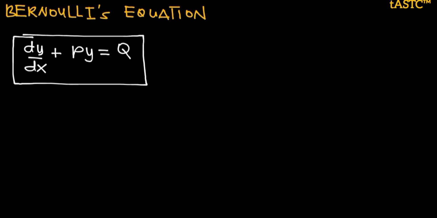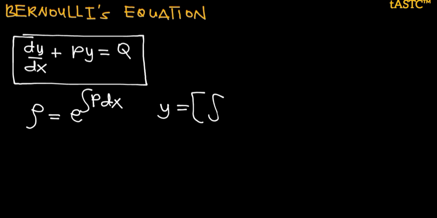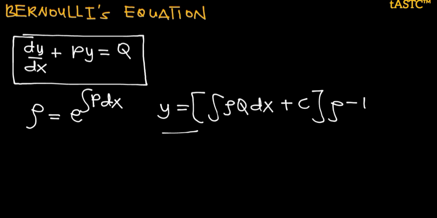Now, if you are given an equation of this form and required to find the solution to it, you would need to create an integrating factor, which is represented by rho, and rho is equal to exponential of the integral of p dx. In this case, p is a function of x, and q is also a function of x. And from there, you need to make y the subject, and that will be equal to the integral of rho q dx plus c, multiplied by rho to the negative 1. And we said this is basically the solution to a first order linear equation.